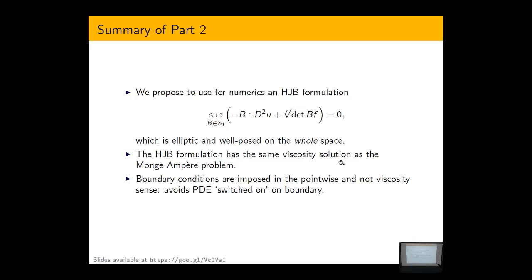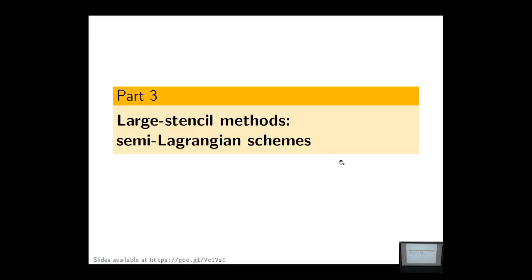So instead we now want to look at this guy here instead of our Monge-Ampère operator because it's elliptic and well posed on the whole space. And we still keep the same Monge-Ampère solutions. And there is the question of the boundary conditions: if we need to deal with the fact that the PDE might be switched on at the boundary, or if we can avoid this question. Okay, so that was, if you like, the PDE part of the talk.